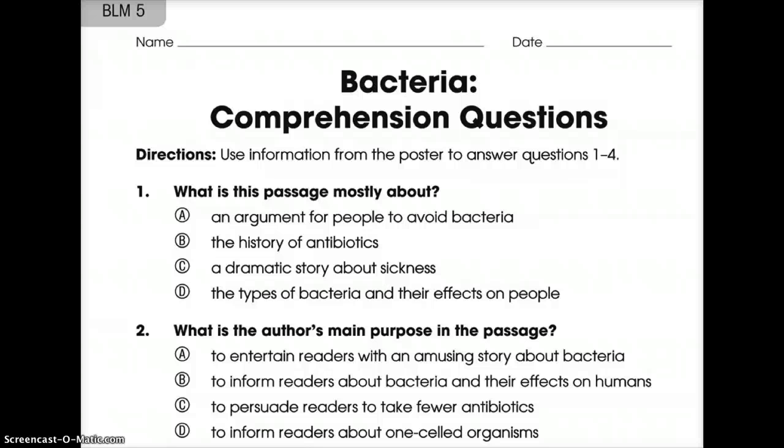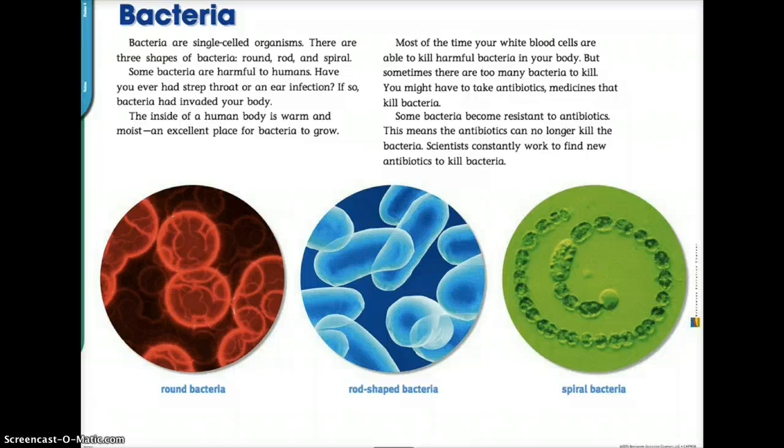In the first paragraph, the author describes what bacteria are and what shapes they have. This part gives me facts about bacteria. Facts give me information. I will read on to see if the author's main purpose is to inform. Paragraphs 2 and 3 tell how bacteria can invade and grow in the body. These paragraphs also give me facts.